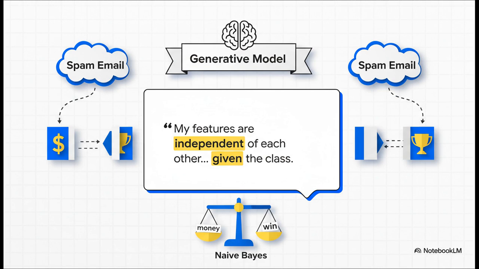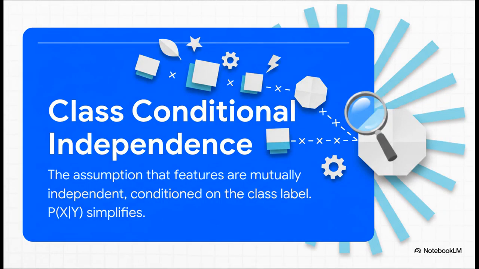So what is this brilliant shortcut? We're going to be a little bit naive. We're going to make a big assumption. We're basically going to pretend that once we know the class, say we're generating a spam email, then the chance of seeing the word money has absolutely nothing to do with the chance of seeing the word win. We're just going to assume that all the features are independent of each other. So the fancy term for this is class conditional independence.